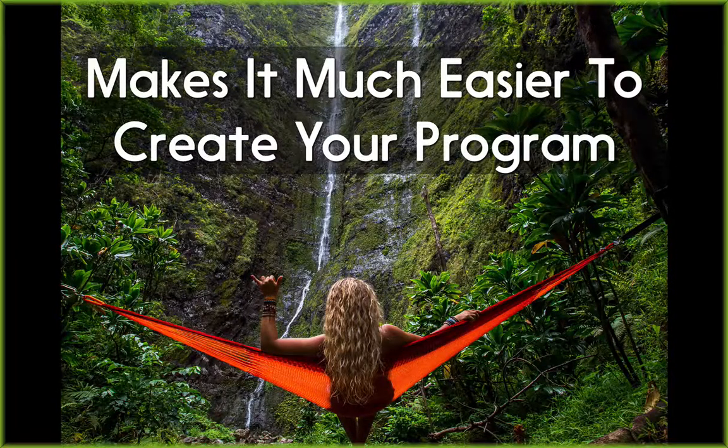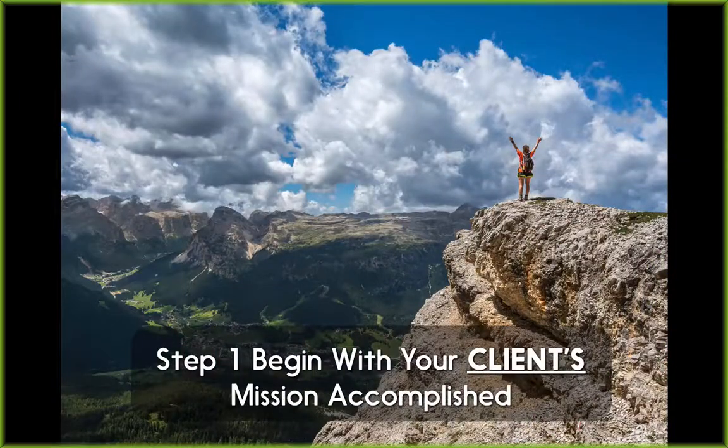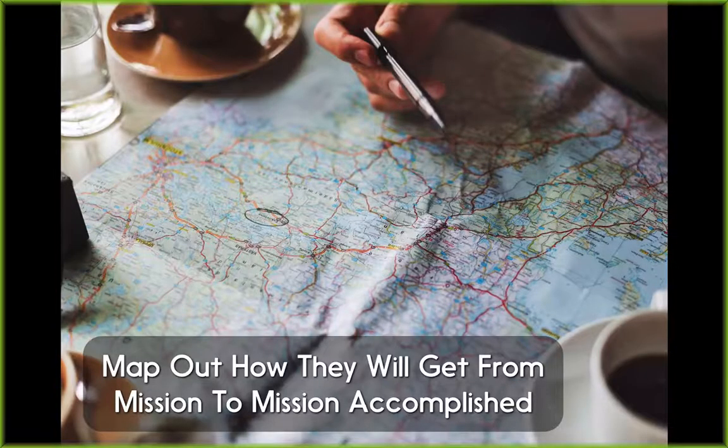So, how you go about doing this is you start off with step one. Step one is to begin with your mission accomplished. Now, we created the mission accomplished and your client's mission accomplished in the first module. So you've got your client's mission accomplished already. So we're going to start with the work that you've already done, and we're going to build off of it. So you're going to take your client's mission accomplished, and from there, you're going to map out how they will get from mission to mission accomplished.